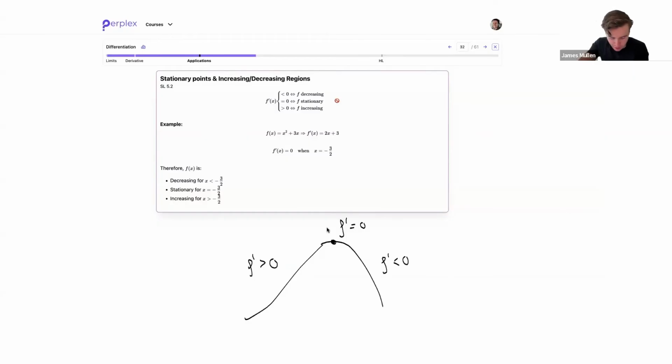Okay, let's do an example. If I have f of x is equal to x squared plus 3x, then f prime of x is equal to 2x plus 3. And I can solve when f prime of x is equal to 0. I can do 2x plus 3 equals 0, which means x is minus 3 over 2. And because f prime of x, 2x plus 3, is a line sloping upwards, it's going to be negative for everything to the left of the root and positive for everything to the right. So f of x is decreasing for x less than negative 3 over 2. It's stationary at x equals negative 3 over 2, and it's increasing for x greater than negative 3 over 2.